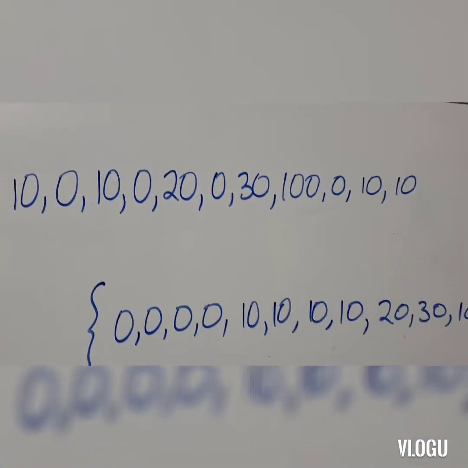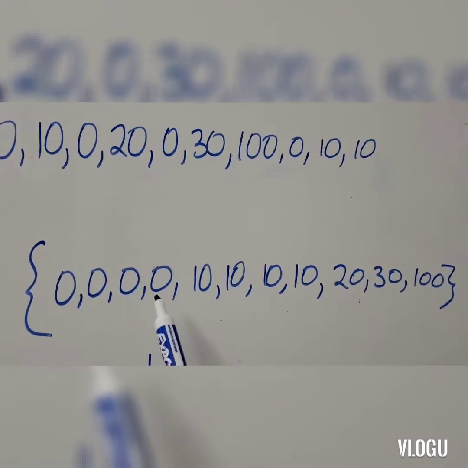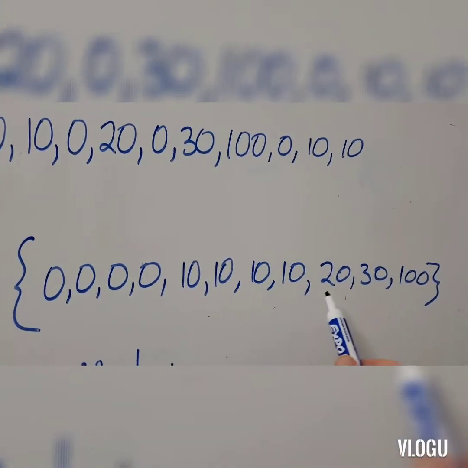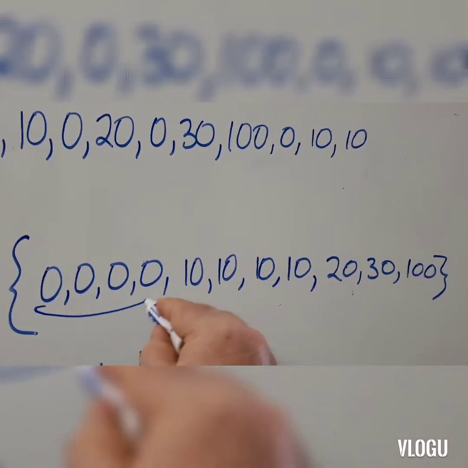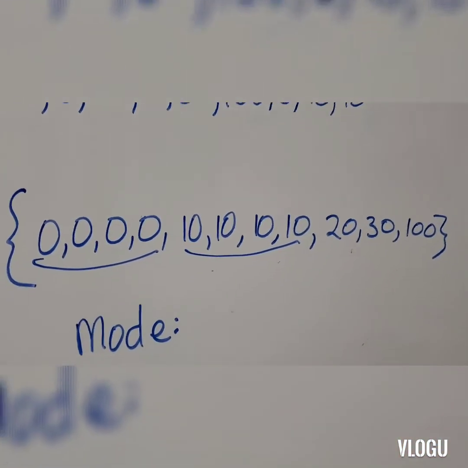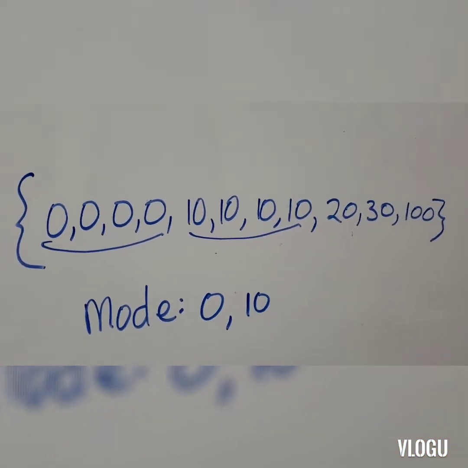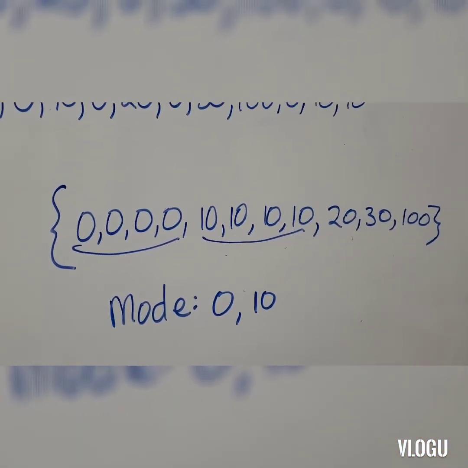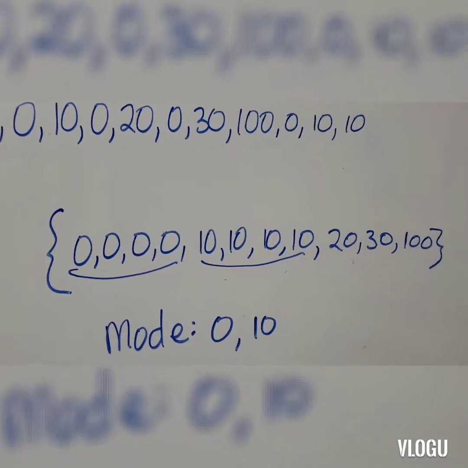If you put these in order, you would have come up and found that the 0's repeat, the 10's repeat. Those are the only ones that repeat. There are 4 zeros, there are 4 10's. They repeat the most, so 0 and 10 is the mode for this set of numbers.